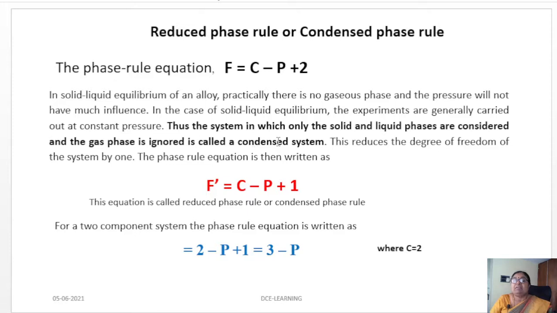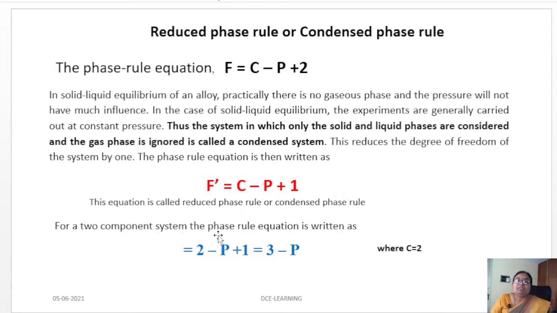A system in which only the solid and liquid phases are considered and the gas phase is ignored is called a condensed system. This reduces the degrees of freedom of the system by only 1. So the phase rule equation is then written as F dash equals C minus P plus 1. This equation is what we call the reduced phase rule or condensed phase rule.